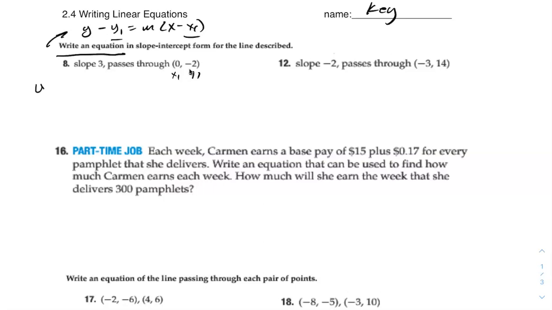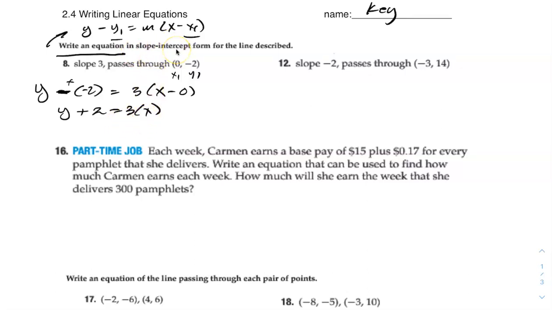So if I had that, y minus -2 equals 3 times (x minus 0). So I get y plus 2, double negative, equals 3 times x. Now again, it specifically said slope-intercept form. If it didn't say that, I could stop here and be done. But it wants slope-intercept form.